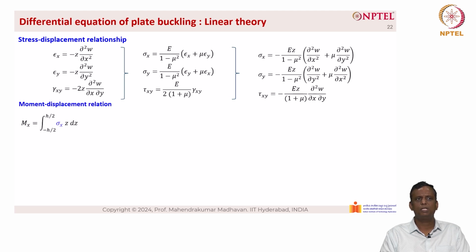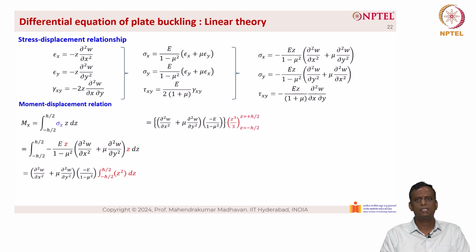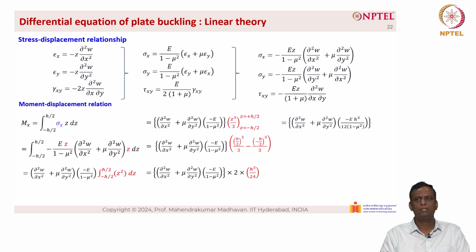We also know the moment displacement relationship given as Mx equal to integral from minus h by 2 to h by 2 of sigma x into z into dz. So when we substitute the value of sigma x here, we have the integral from minus h by 2 to h by 2 of minus Ez divided by 1 minus mu square into dou square w by dou x square plus mu into dou square w by dou y square into z into dz. So we can take all the common terms outside, and we have the integral from minus h by 2 to h by 2 of z square into dz. So we get z cube by 3. When we substitute the upper limit and the lower limit, we get the value 2 into h cube by 24. This can be further simplified by making the term minus Eh cube divided by 12 into 1 minus mu square.